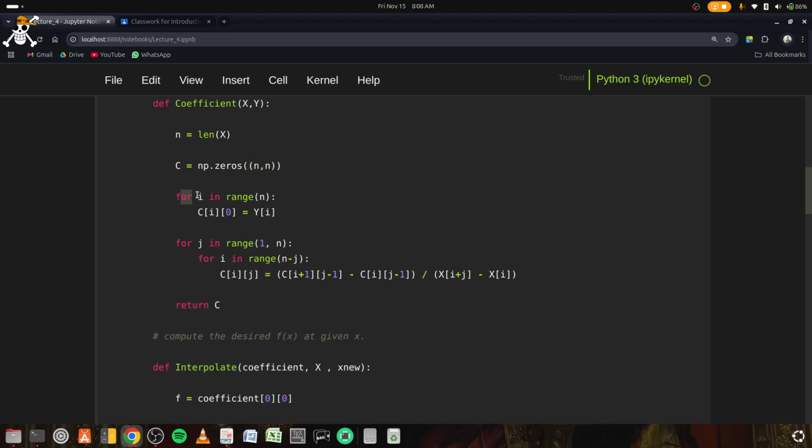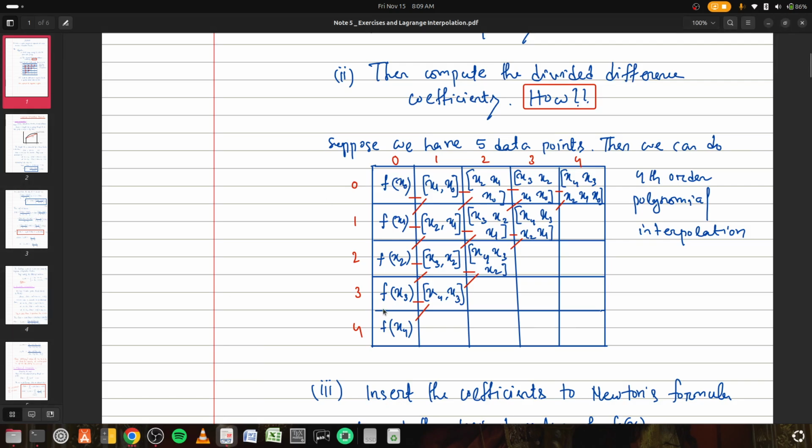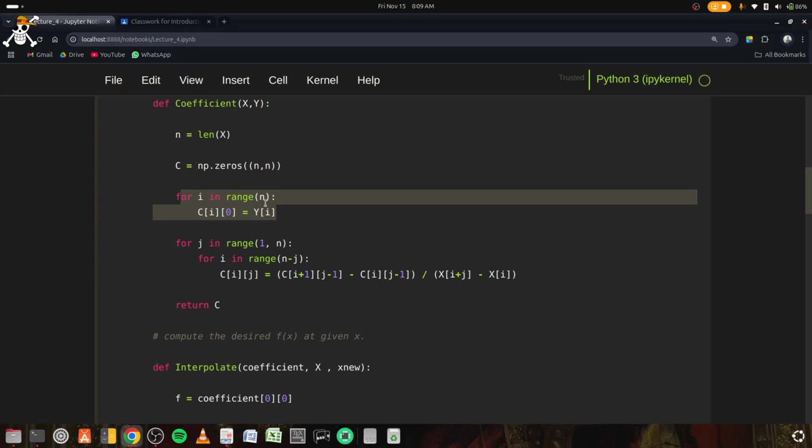Now what does this line represent? This line represents the way we are entering the first column values. In the first column, as you can see with my cursor, you have to store the y values, or the y data points, or the magnetic field values. So here as you can see, for i in range n, C of i, 0 is equal to yi.